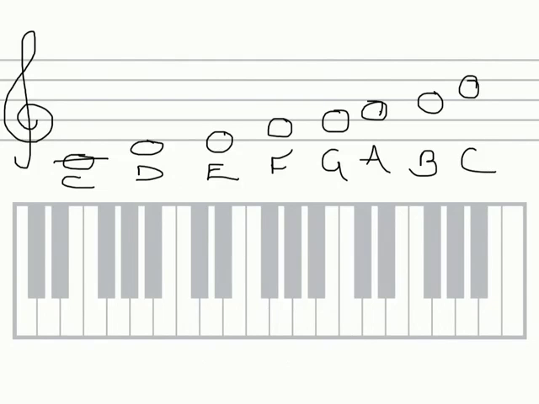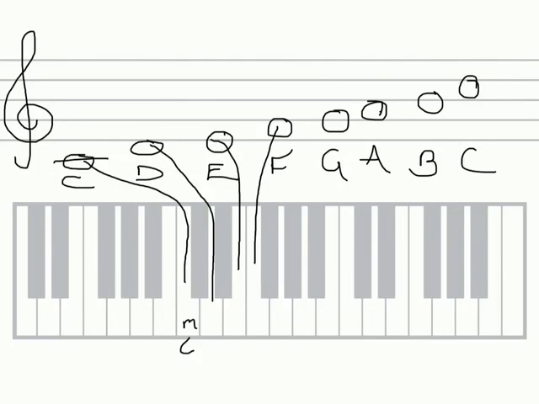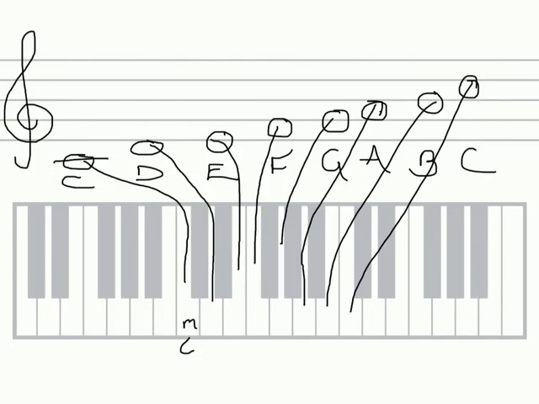So now let's match those notes up with our keyboard. Here's middle C, and there's middle C. Then here is D, the next white key is D. Here's E, next white key is E. Here's F, next white key is F. G, A, B, and C.